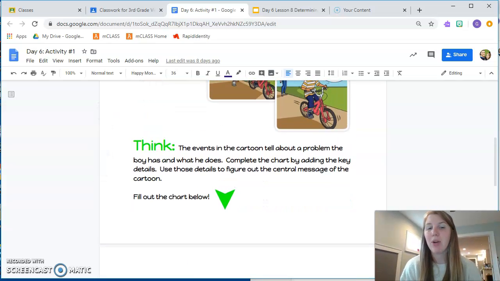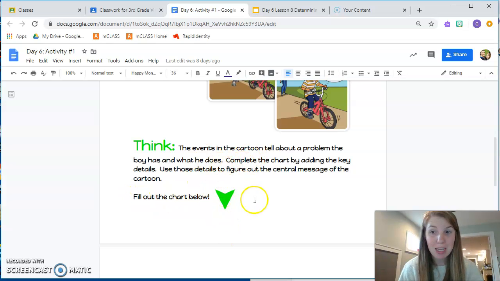When you're here, let's find the word think. The events in the cartoon tell about a problem the boy has and what he does. Complete the chart by adding the key details. Use those details to figure out the central message of the cartoon.